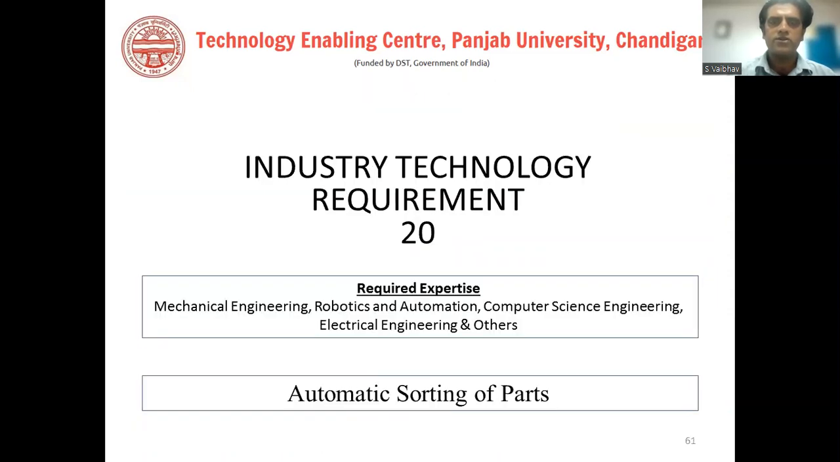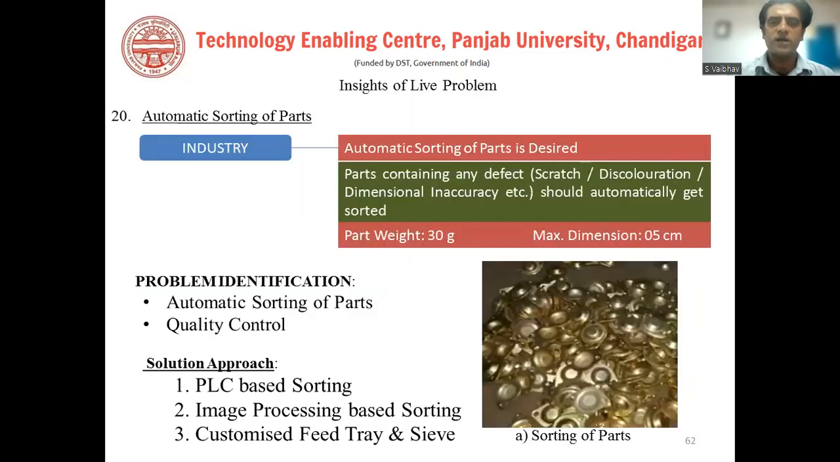The next industrial issue is for automatic sorting of parts. The parts containing any defect, scratch, discoloration, and dimensional inaccuracy should automatically get sorted. The part weight is about 30 grams and the maximum dimension is 5 centimeters. So they require some solution in terms of PLC-based sorting, image processing-based sorting, or any other customized feed tray and sieve-based automatic sorting of parts.